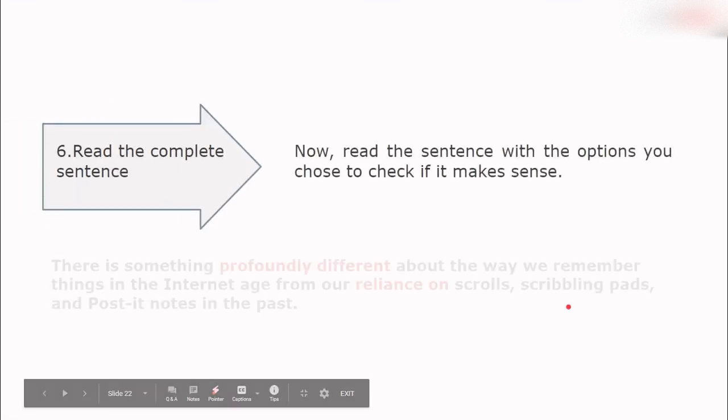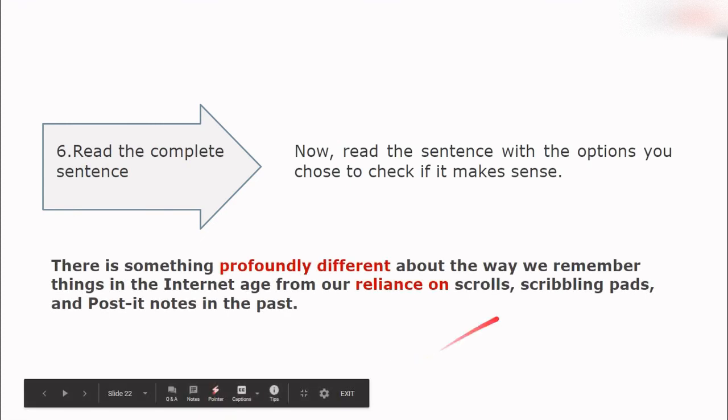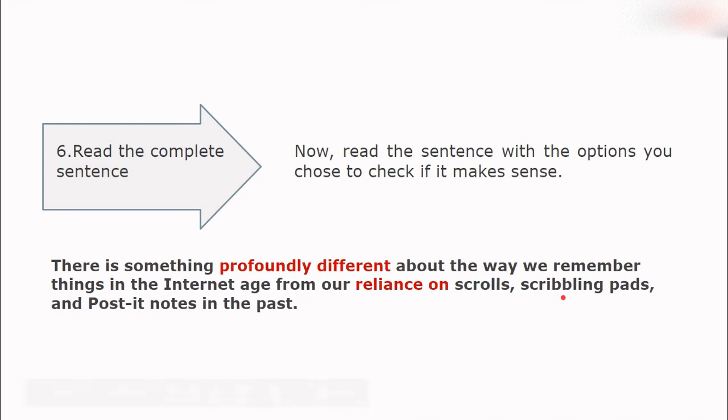Read the complete sentence. There is something profoundly different about the way we remember things in the internet age from our reliance on scrolls, scribbling pads and post-it notes in the past. Does this make sense? Right. So now you understood the steps that we need to follow to answer a TC or essay question. In addition to this, we definitely need a very good vocabulary if the options have words which are difficult. So start working on your vocabulary and try to apply these steps whenever you work with TC questions.